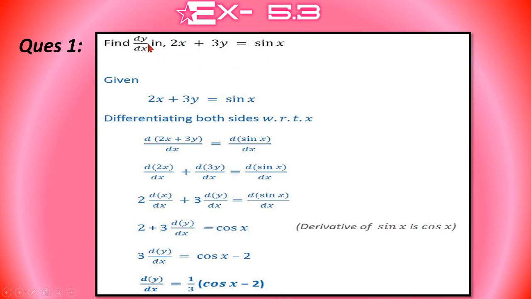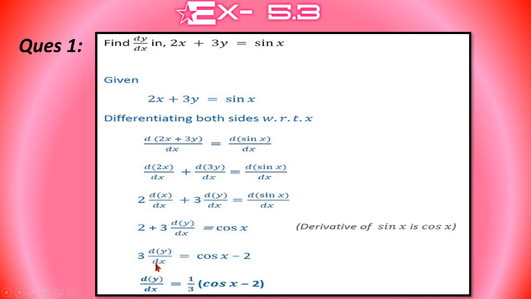Question number 1, here we have to find the derivative of y with respect to x. 2x plus 3y is equal to sine x. So let's differentiate both sides with respect to x. Now let's separate the terms: d by dx of 2x plus d by dx of 3y equal to d by dx of sine x. 2 is constant, it will come outside, and what is the derivative of x with respect to x? That is 1. 3 is also constant, it will come outside, and the derivative of y is dy by dx, and the derivative of sine x is cos x.